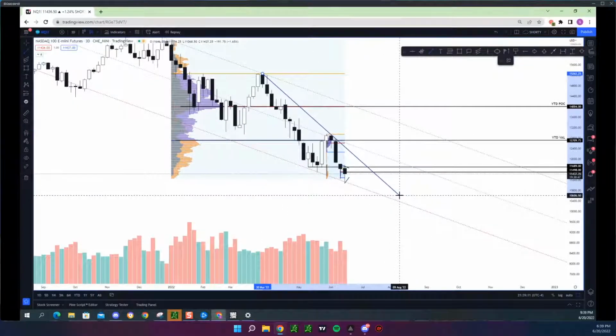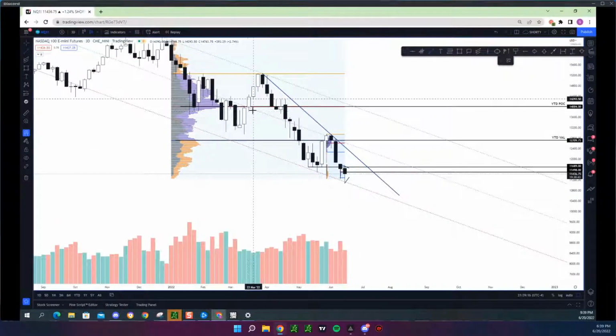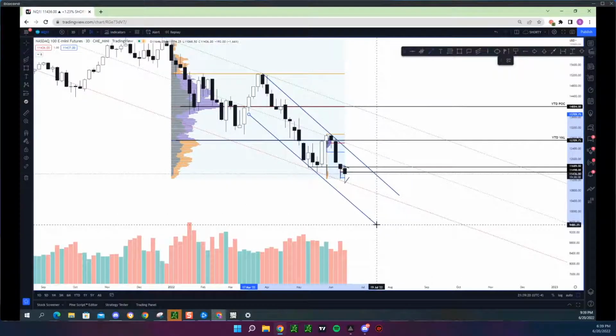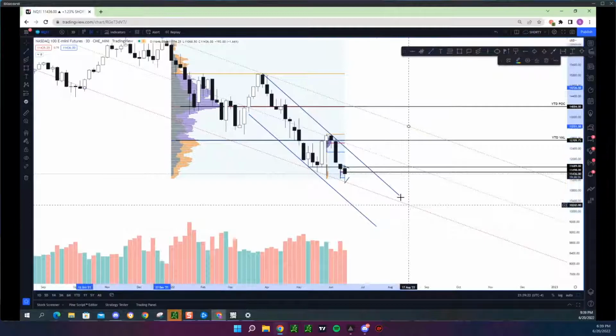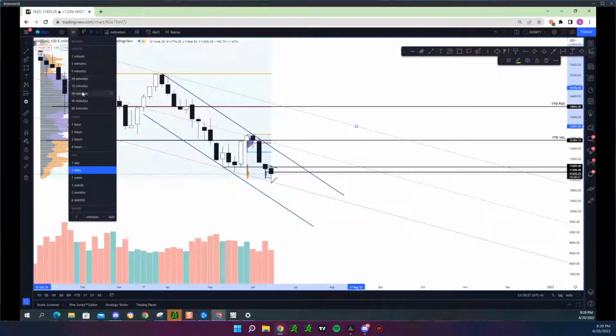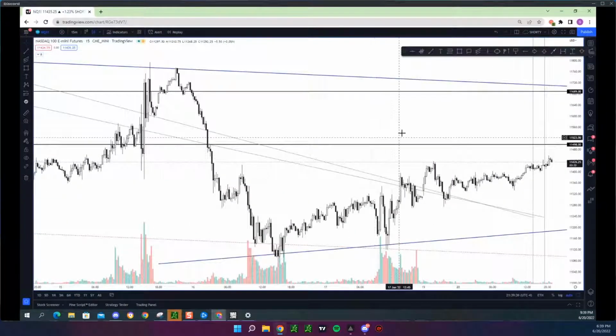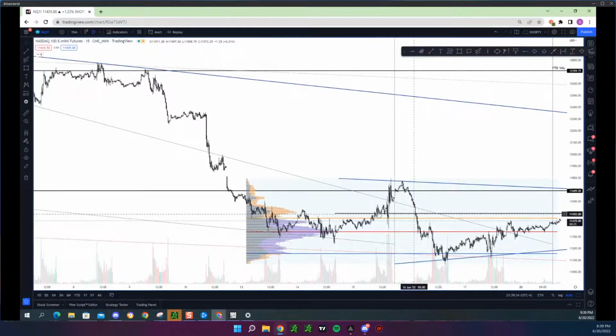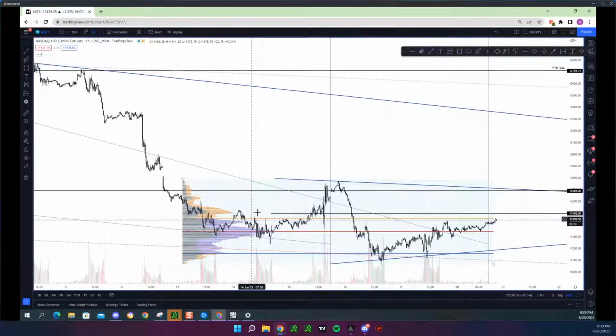Then our typical here, we're just going to draw our little trend lines inside here. Okay. This is our weekly POC here. And you guys see what we are hitting right now, like right at the moment? You guys see what we are hitting?